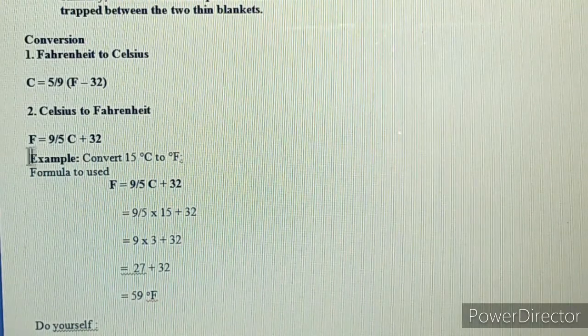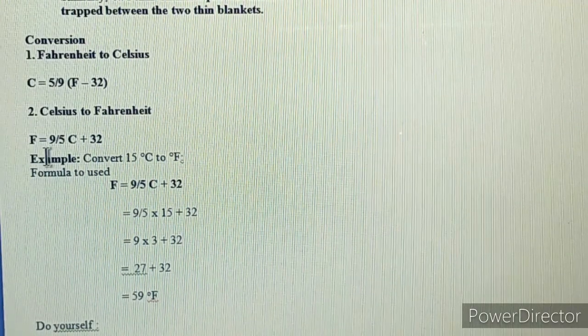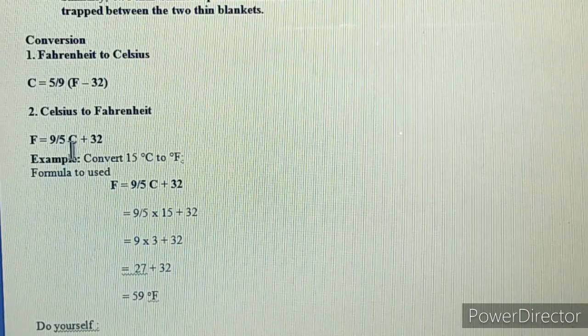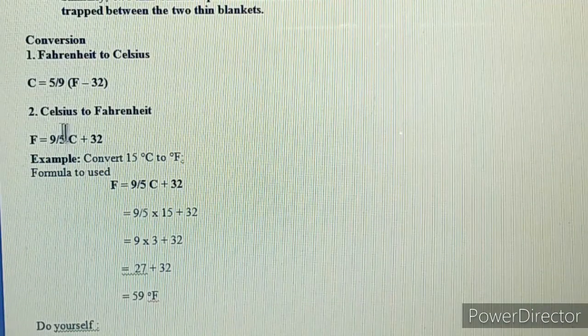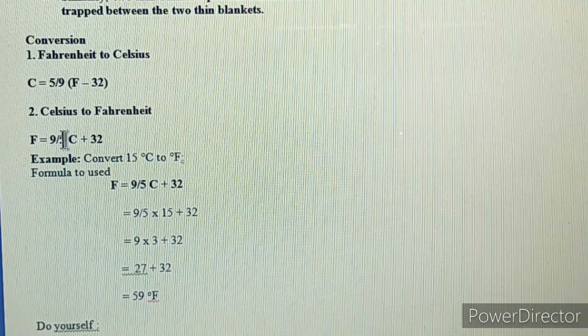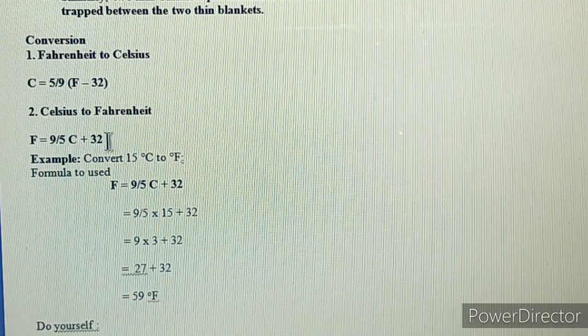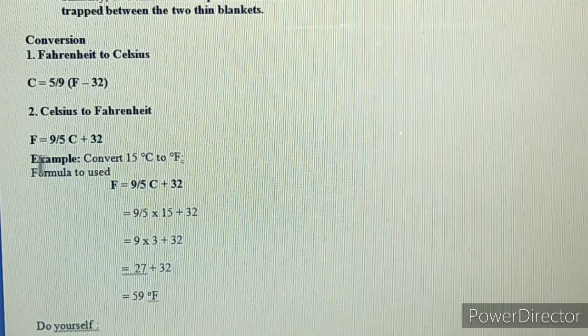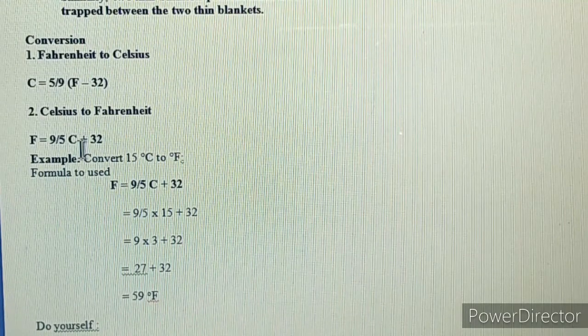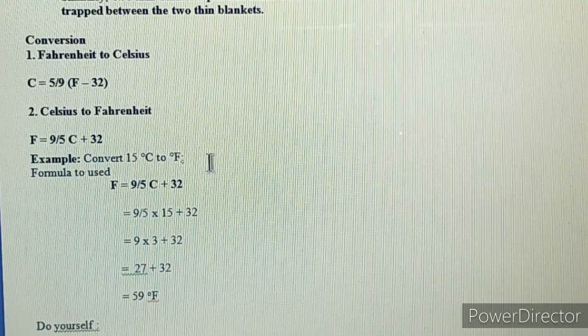Now Celsius to Fahrenheit, what is the formula? F is equal to 9/5 C plus 32. Again, here there is no bracket, so it does not mean that you can do C plus 32 first. No, first you have to solve division, then multiplication, then addition, and then subtraction.